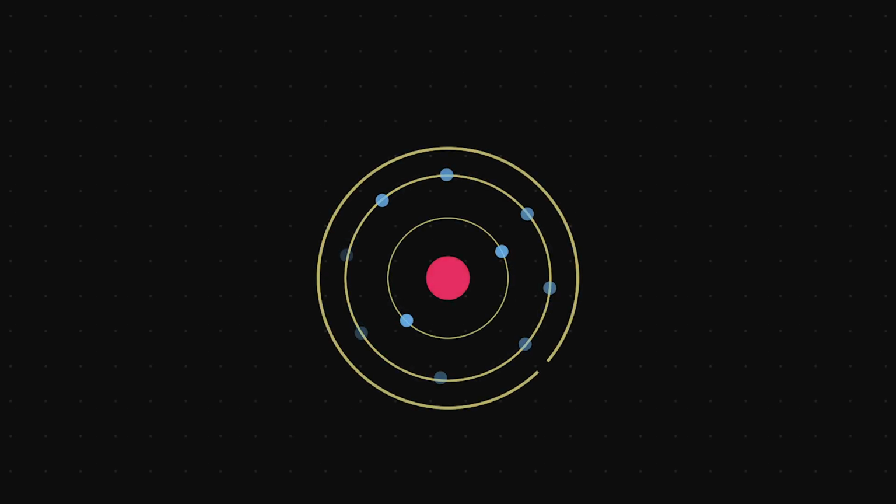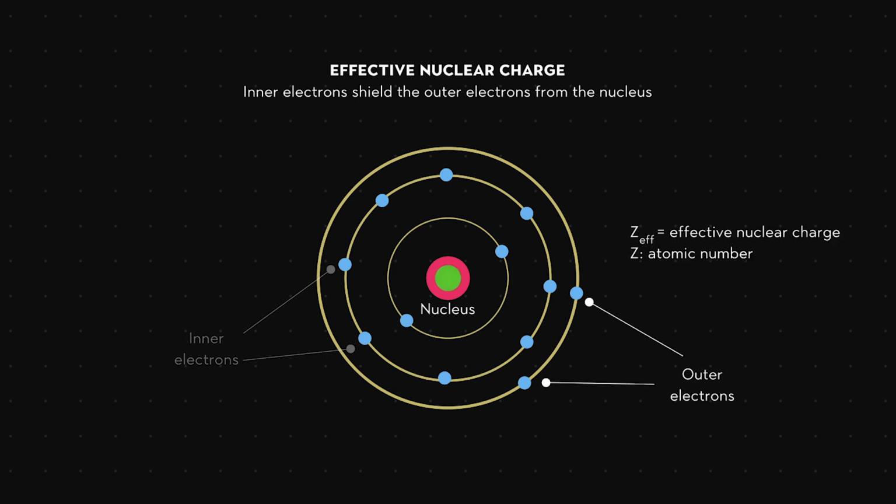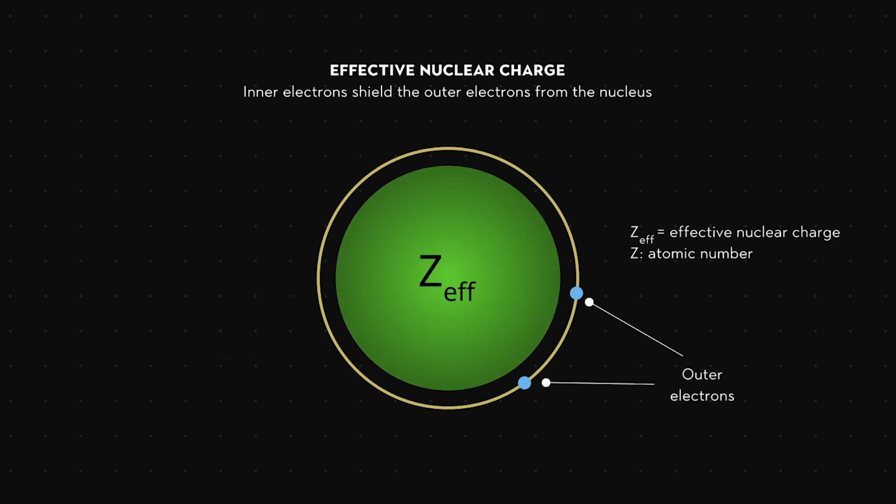As the number of protons Z increases, the attraction to the nucleus also increases. But, and this is a big but, this effect also depends on the number of inner electrons surrounding the nucleus and shielding its charge. So we will instead use the term Z effective to represent the charge after considering the effects of this shielding.